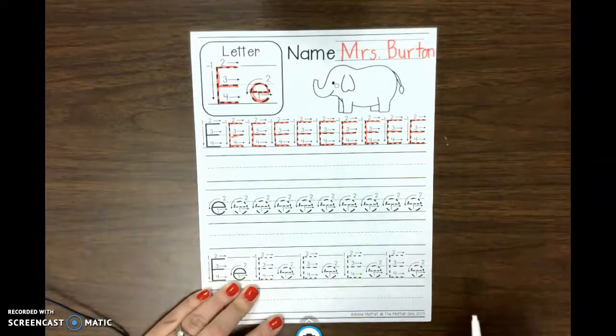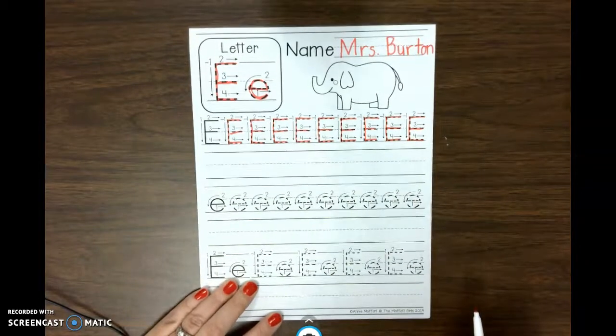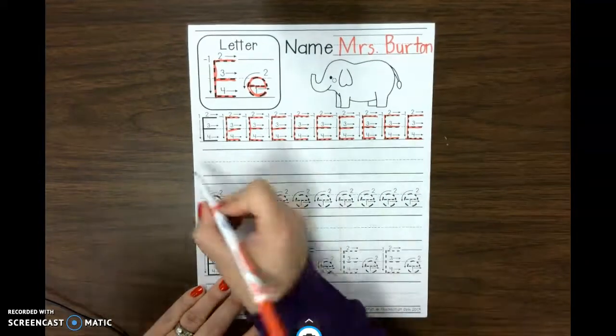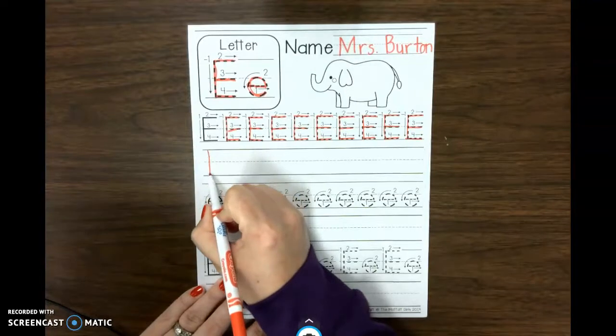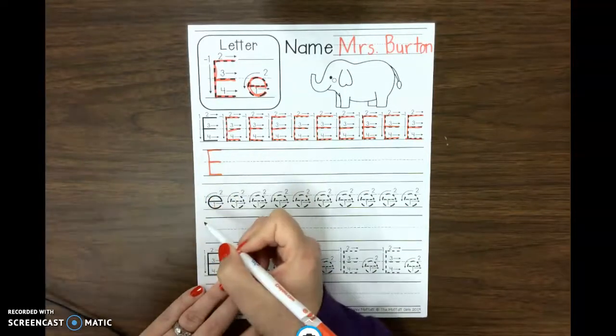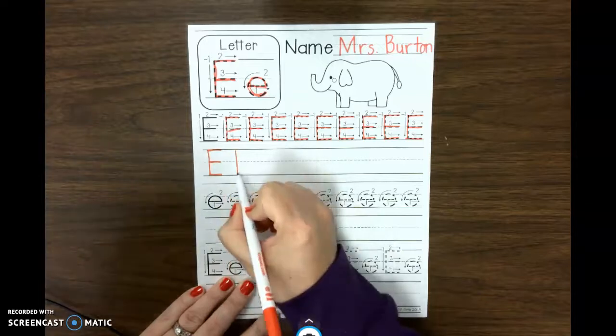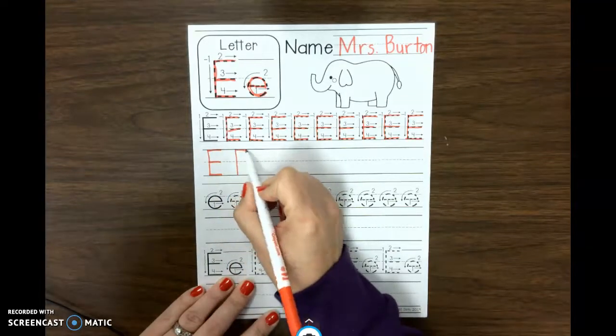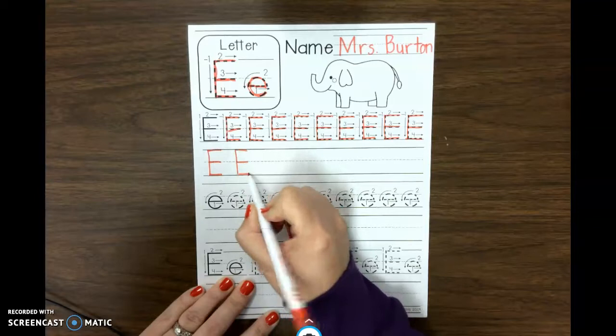Alright, then we're going to come down and we're going to make a row of uppercase E's on our own. I'm going to start at the top line. Big line down, line across the top, line across the middle, line across the bottom.